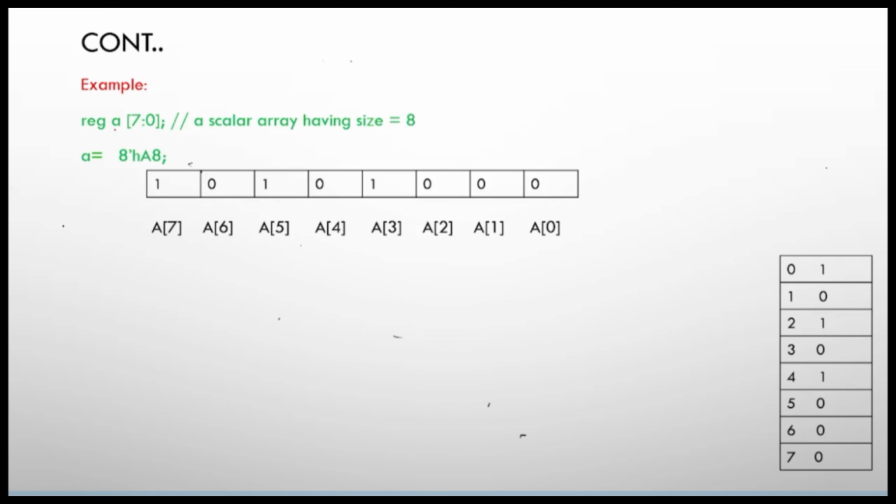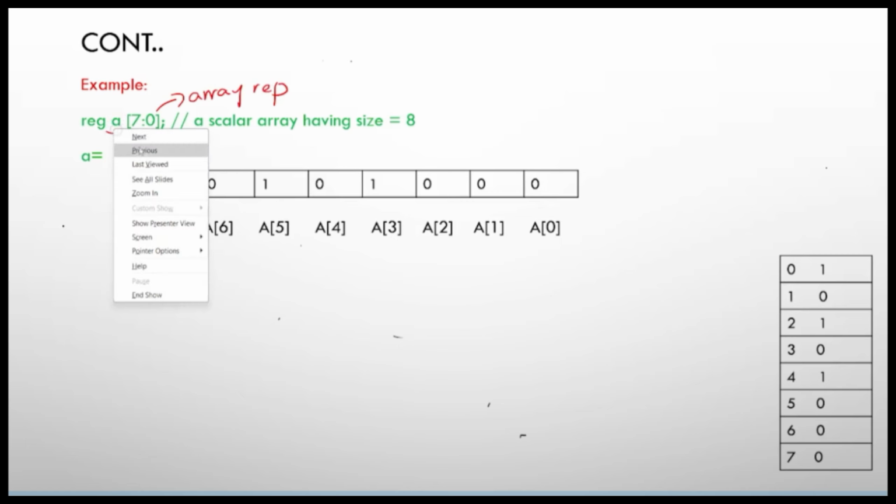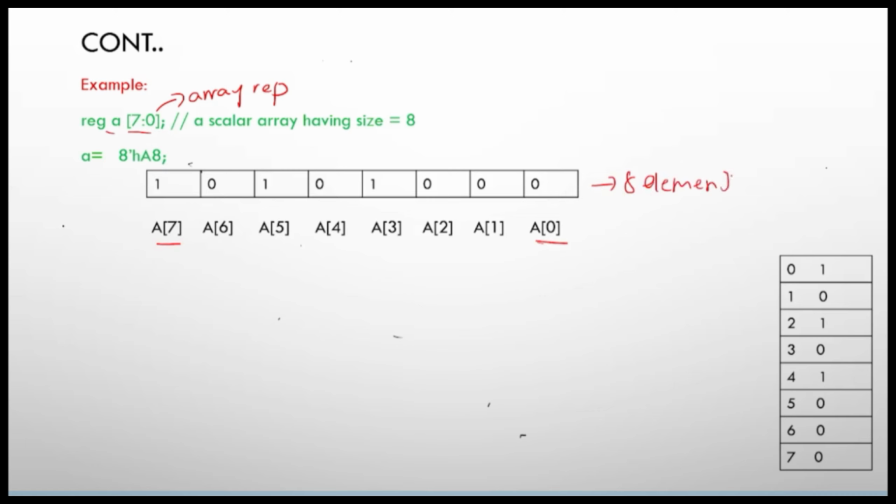So basically, what is the difference? Here, a7 down to 0 is the array representation. Why is it an array representation? Because here, from a0 to a7, I am having 8 elements. That means 8 memory locations are created here, and these 8 memory locations can hold only a single bit each. Why? Because here I didn't give any width.